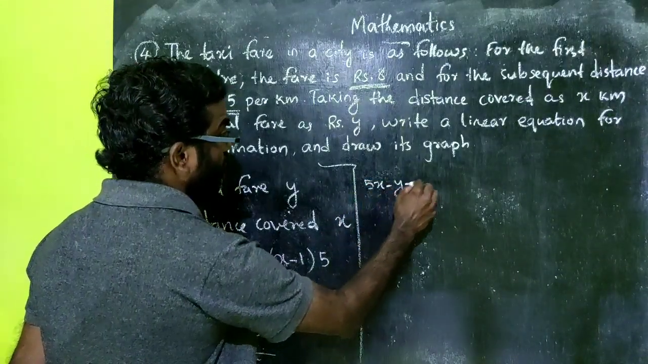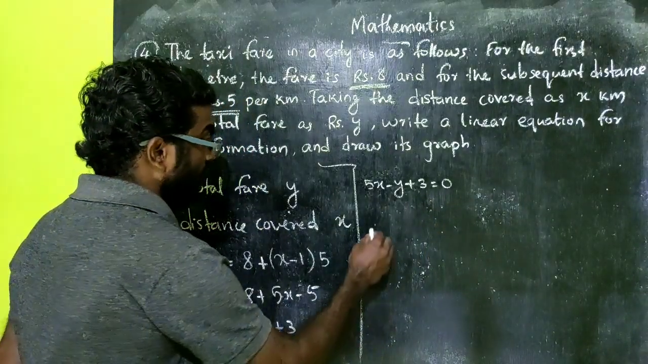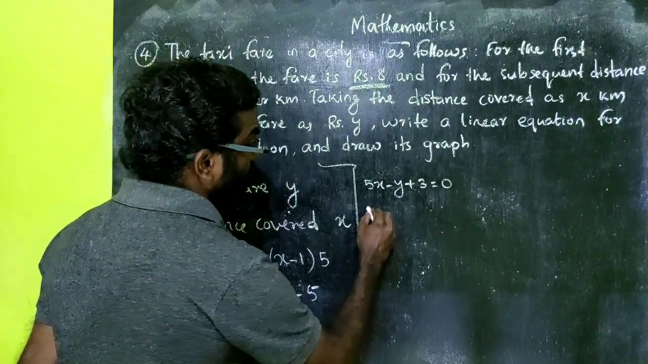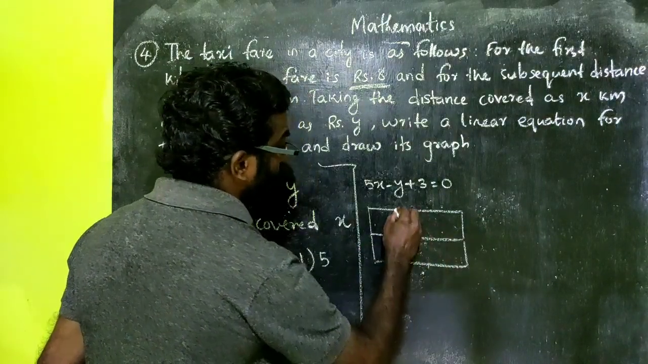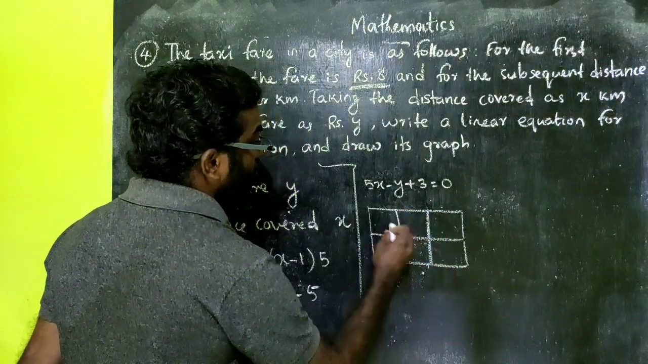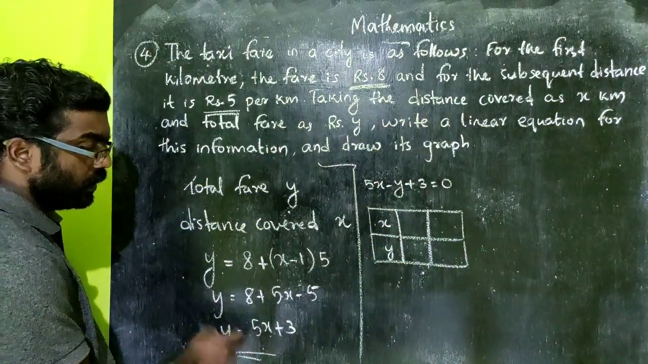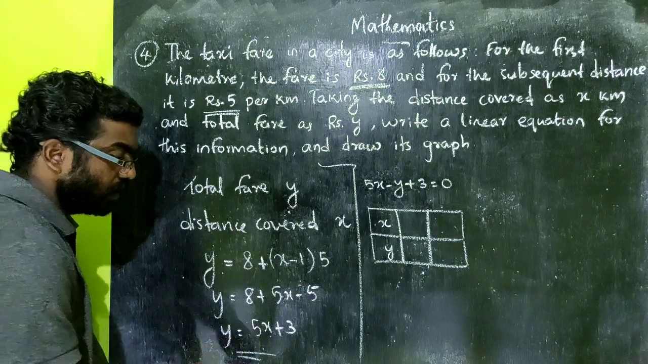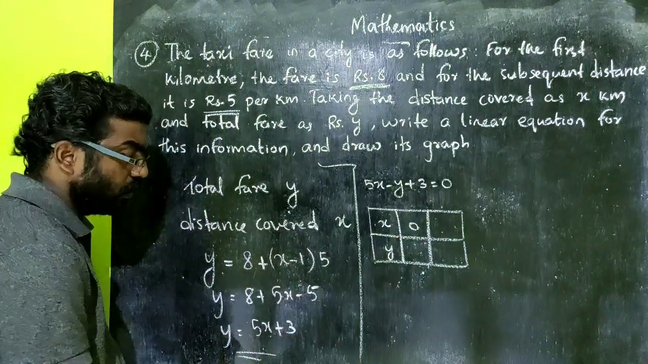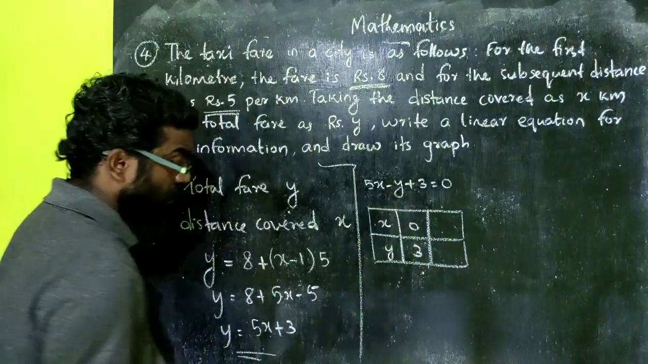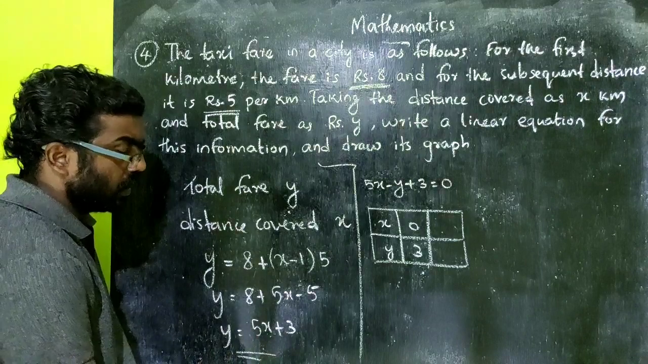5x minus y plus 3 is equal to 0. Now we can draw the graph of this equation. For that we can find two different solutions, x and y. We can put the value here, so it is easy. When x equals 0, 5 into 0 is 0, 0 plus 3, y equals 3. And when x equals 1, 5 into 1 is 5, 5 plus 3 is 8.